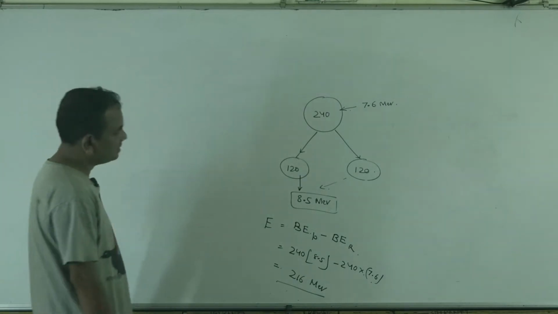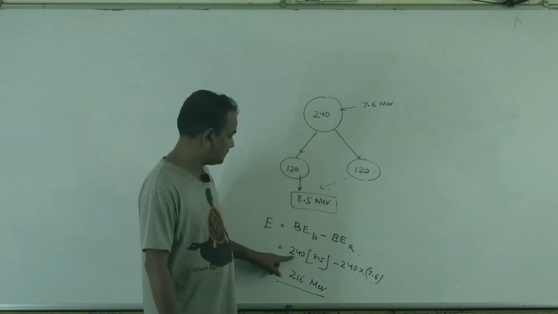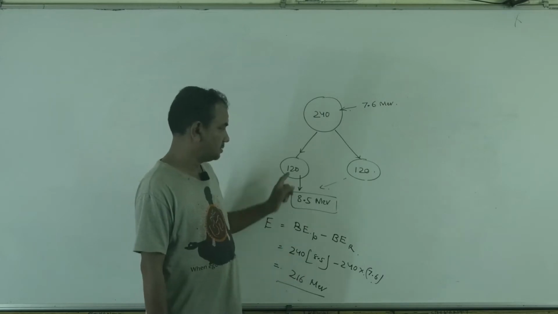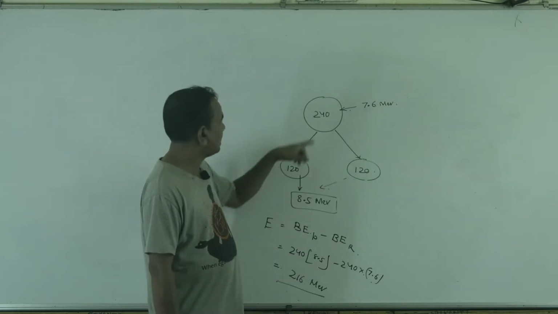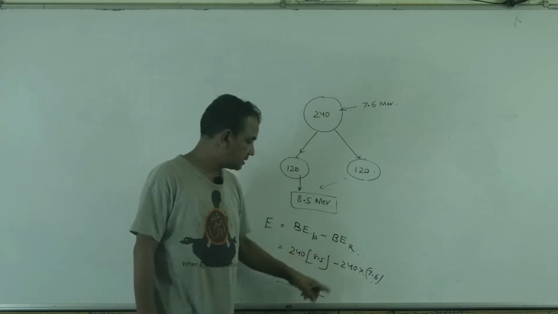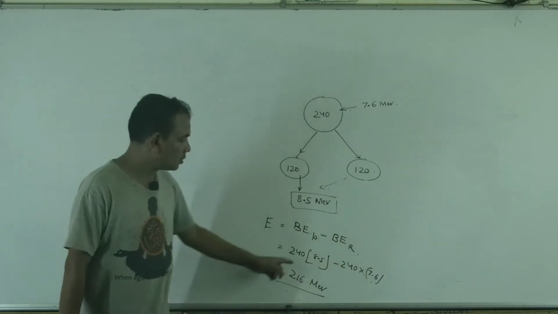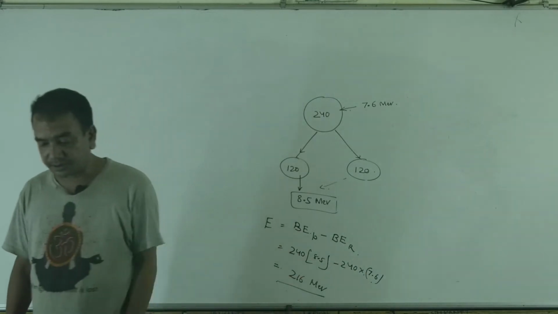So what is the final energy? 240, the total mass number, into 8.5 per nucleon. And for the parent it is 240 into 7.6. Just take the difference, and you can get the increase in binding energy of the system.